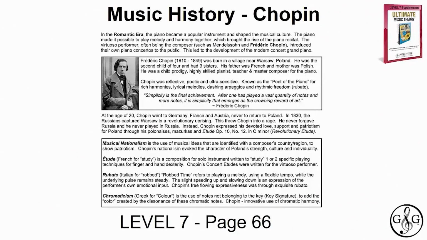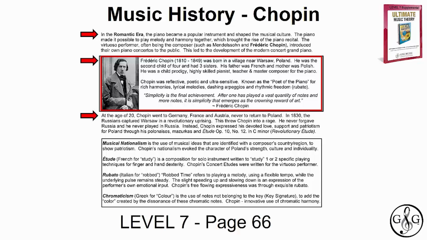One of the composers in level 7 on page 66 is Chopin. The story of Chopin comes from the Romantic era. Chopin, born in 1810 in Warsaw, Poland, was known as the poet of the piano. In 1830, Russians captured Warsaw in a revolutionary uprising. And this threw Chopin into a rage. He never forgave Russia, and he never played in Russia.